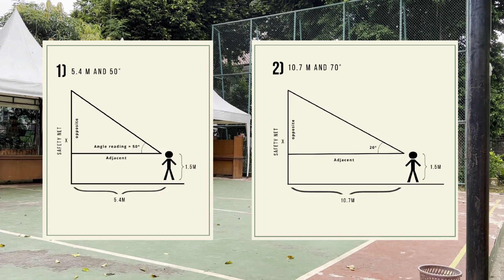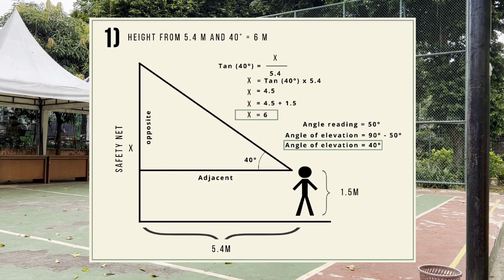Since the distance from the safety net to me is adjacent to the angle of elevation, we will be using tangent. Moreover, the unknown height of the safety net is opposite to the angle of elevation. Now we should first calculate the angle of elevation, which is 90 degrees minus the angle reading. For the first distance, the angle of elevation is 90 degrees minus 50 degrees, which is 40 degrees. Then we input the angle of elevation and the distance into the tangent formula.